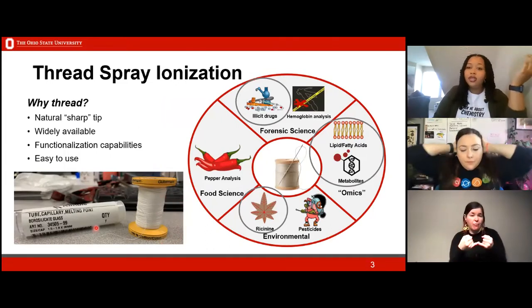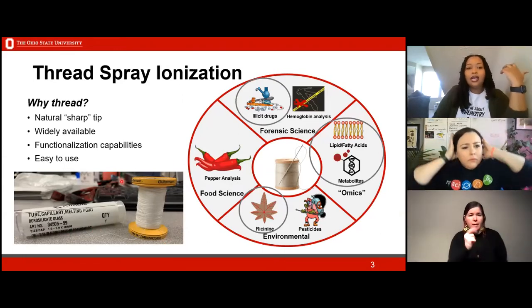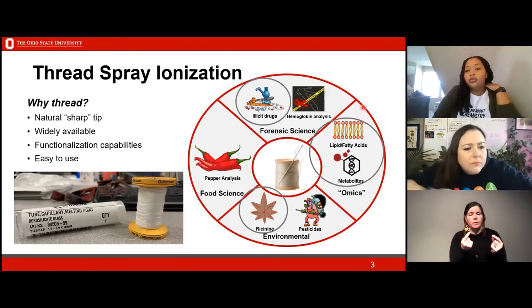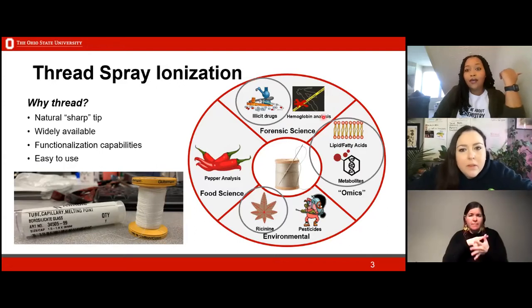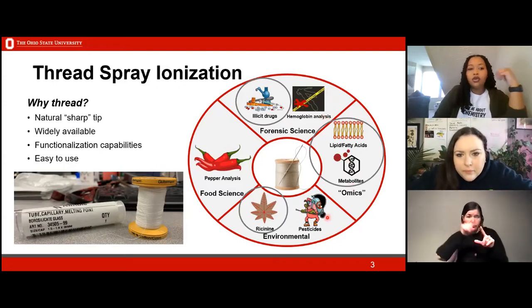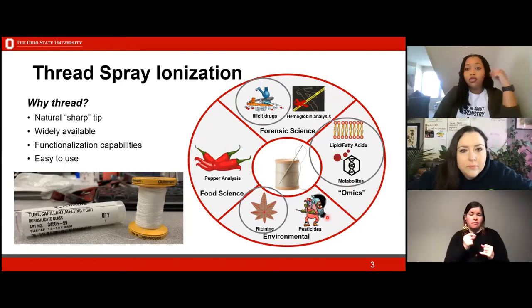And I also use these really small capillaries. What that does is it really helps us to do any of these applications that I have outlined here. So thread's really cool because it's widely available. You can get it really anywhere.